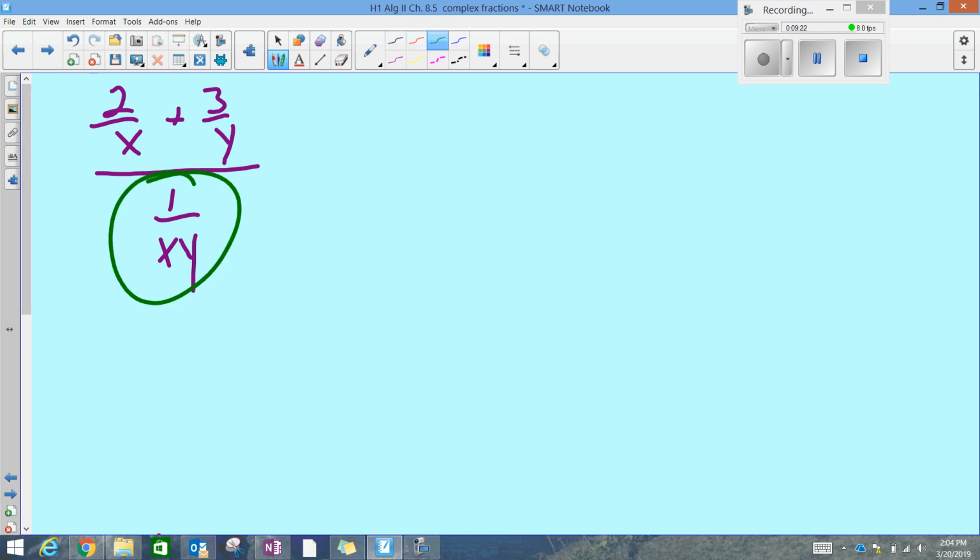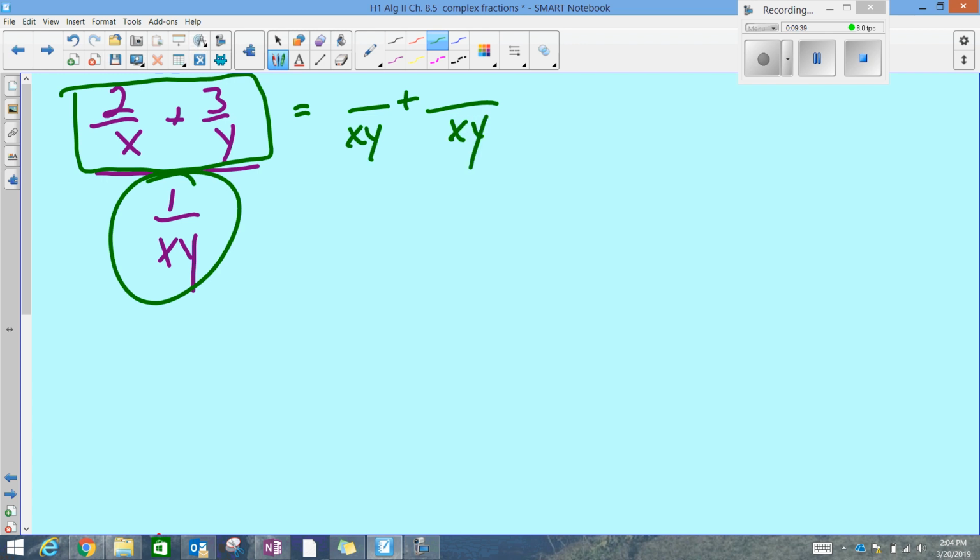1 over xy, we got that. This one we need to first combine to make it one fraction. So we need to add them together with a common denominator. Between x and y, our common denominator will be xy, right? X times y. So to rewrite 2 over x as something over xy, we have to multiply top and bottom by y. So this becomes 2y over xy.